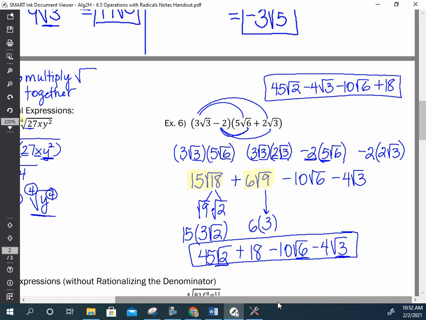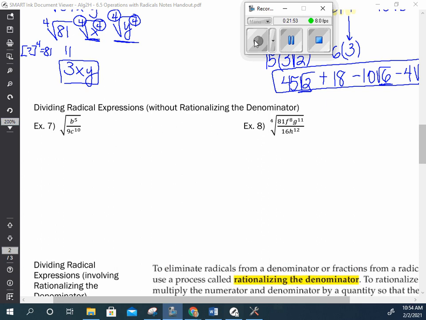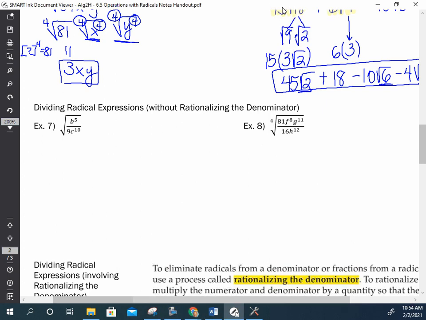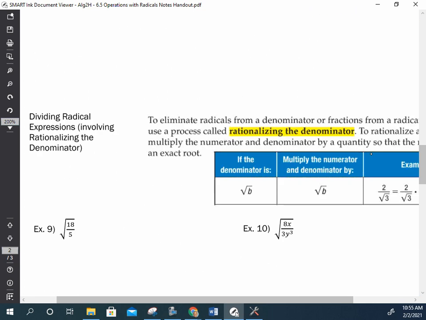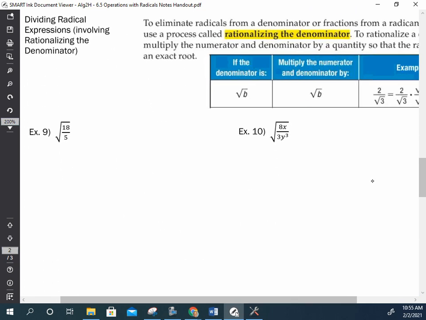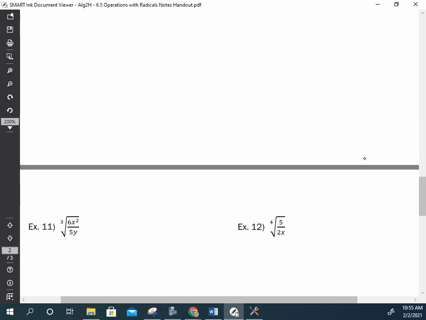Correct. Well, before we get into dividing, so now we're going to move on into dividing. Dividing exists in a couple of different formats. There's dividing radical expressions in which the denominator comes out clean. There's dividing rational expressions in which you have to eliminate the radical from the denominator.